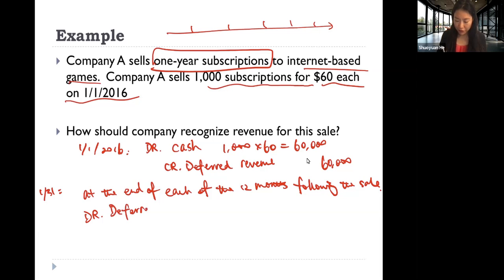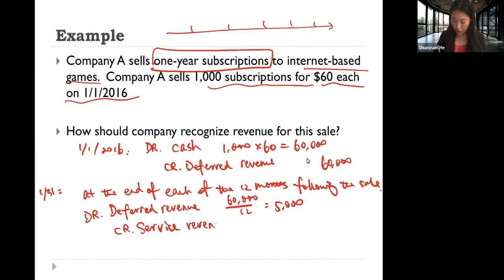So we debit deferred revenue 60,000 divided by 12, so that is 5,000. And we credit service revenue for 5,000. And then Company A needs to repeat this journal entry at the end of every month in the following year. So on January 31st, that's Company A's first journal entry.